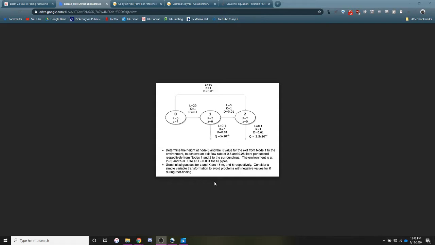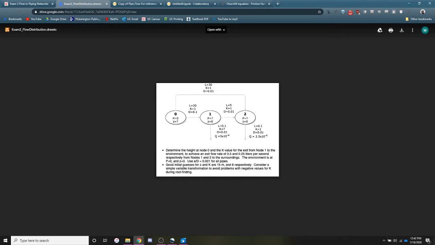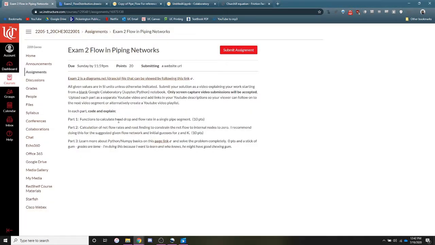and it tells us some good initial guesses. So if we look at what's given here, part 1 of the exam is to actually have some functions calculate the head drop and the flow rate of a single pipe segment. So let's go over to some pen and paper and figure out how we do that.